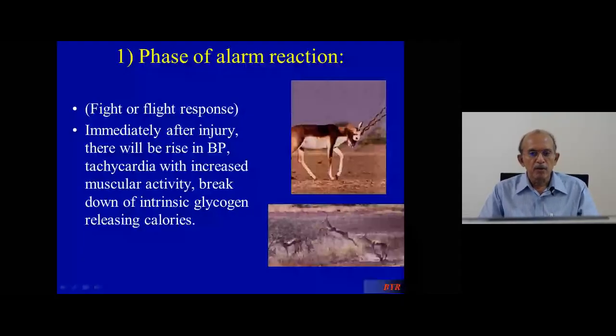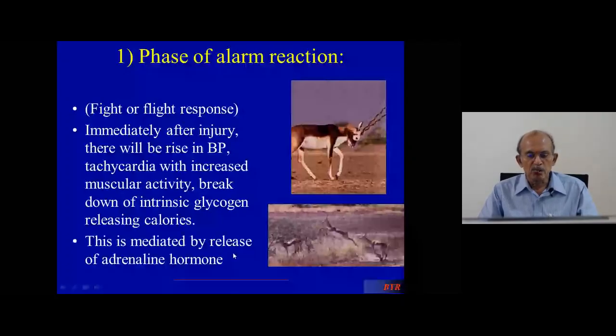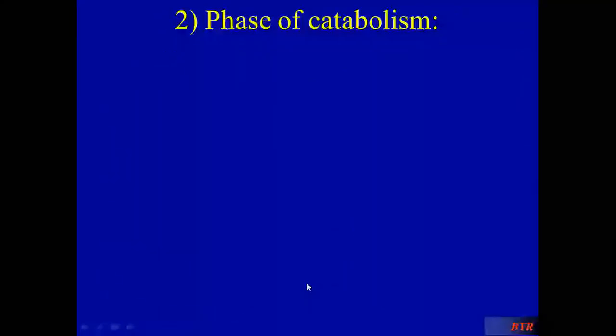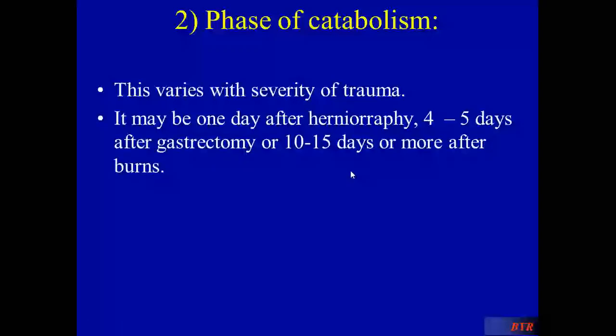Okay. This is called the phase of alarm reaction. This is mediated by release of adrenaline hormone. Then the phase of catabolism. This varies with severity of the trauma. It may be 1 day after herniorrhaphy, 4 to 5 days after gastrectomy, 10 to 15 days or more after burns. So after herniorrhaphy, for 1 day, the patient will be in phase of catabolism. After gastrectomy, he will be in phase of catabolism for 4 to 5 days.